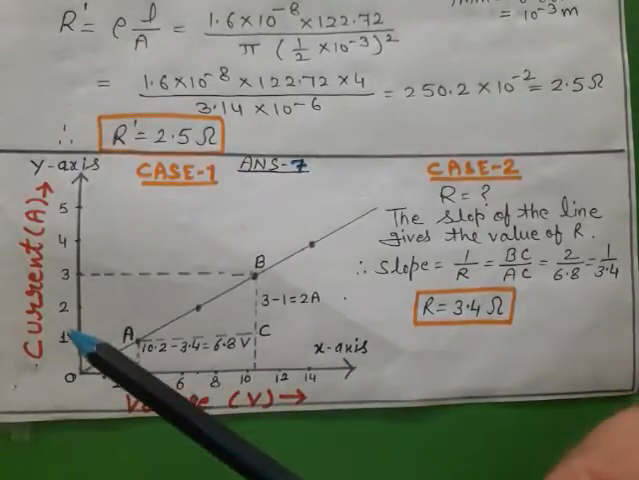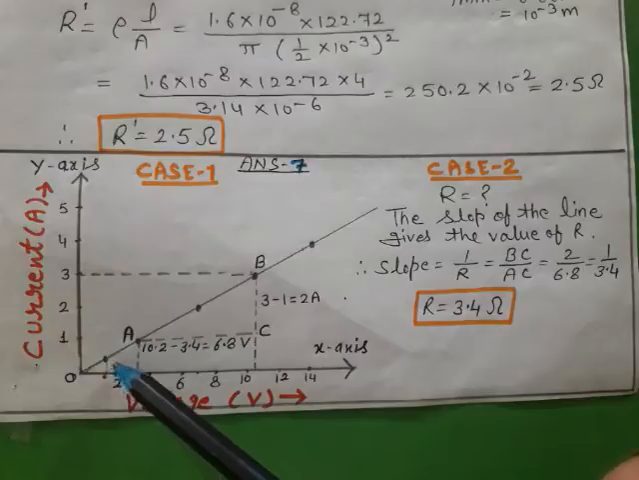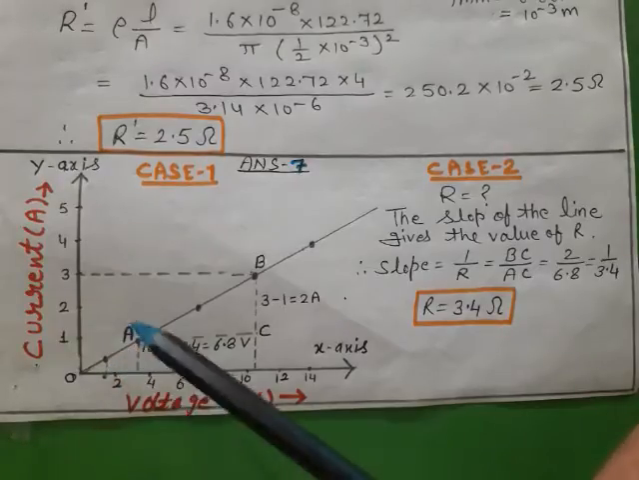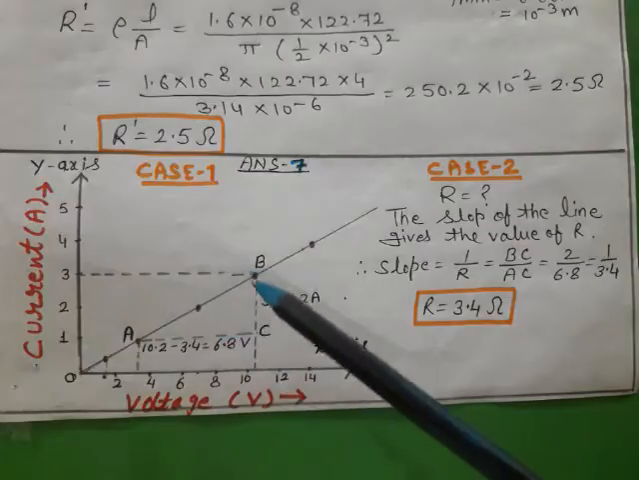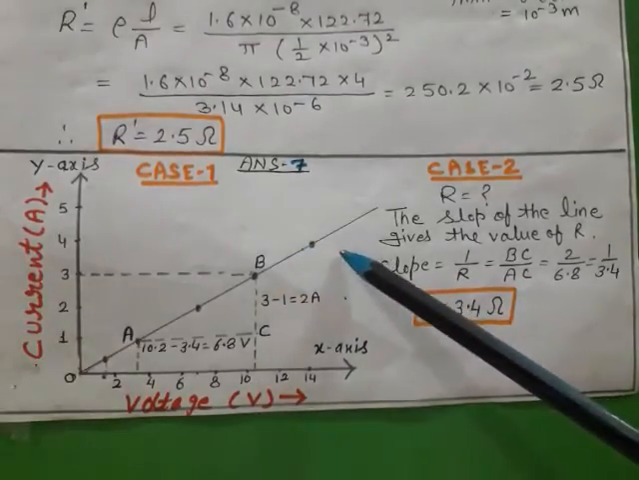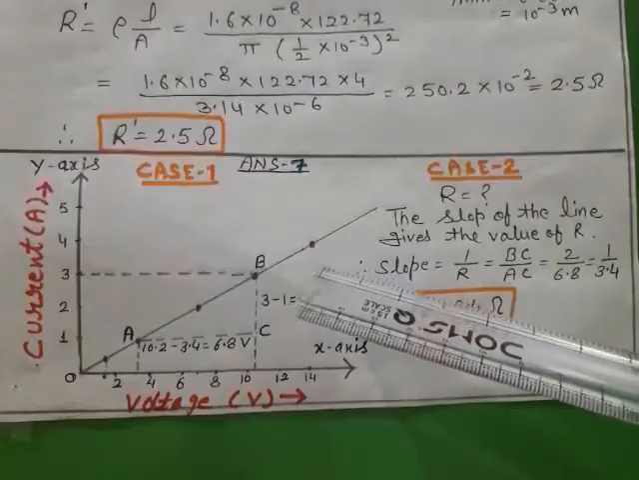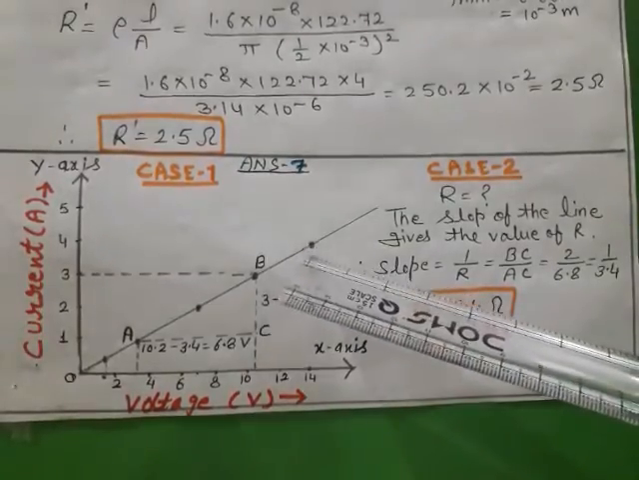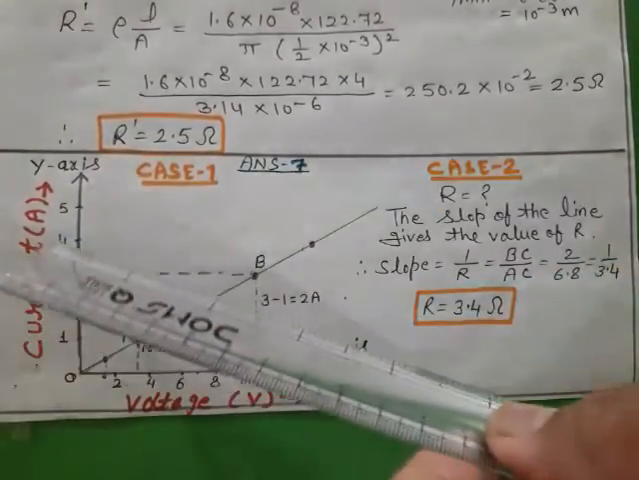Now we check the values. First value is 1.6 volt, second is 3.4, third is 6.7 volt, next is 10.2 volt, and finally 13.2. You can see this one, 13.2. When the value of potential difference is 13.2, the value of current is 4 ampere. You can see 4 ampere.